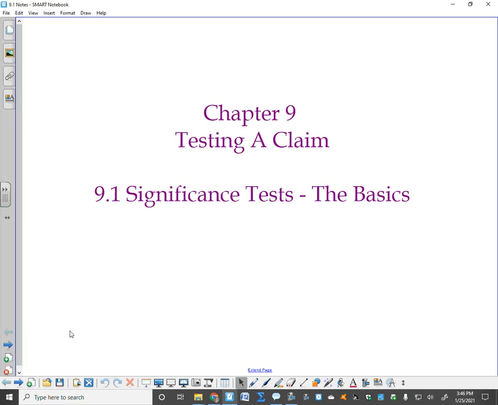Okay, so starting Unit 9. In Unit 9, you actually get to make a decision. You're going to gather information, and you're going to decide if the information that you get warrants which type of conclusion.